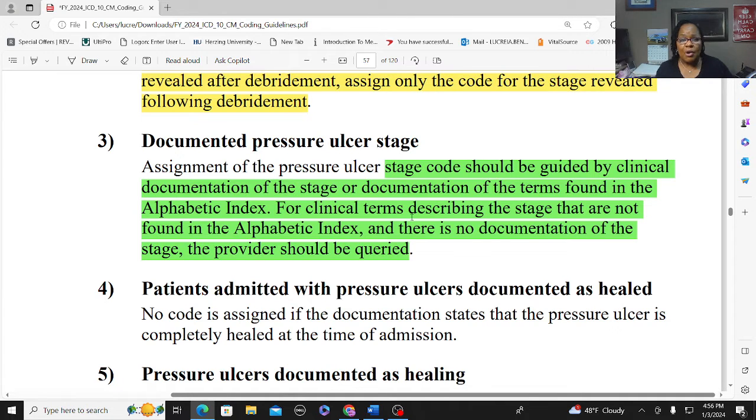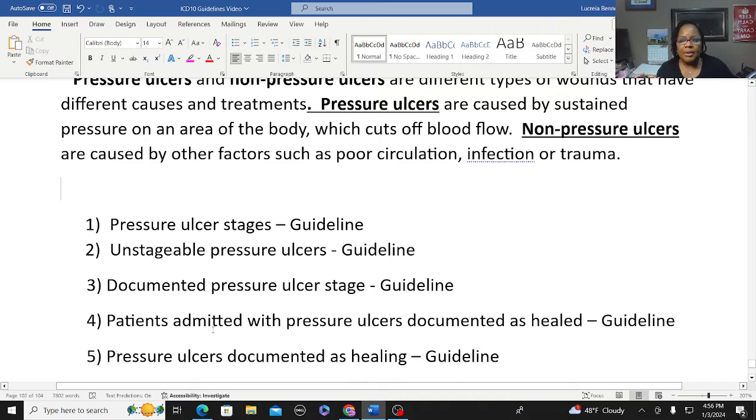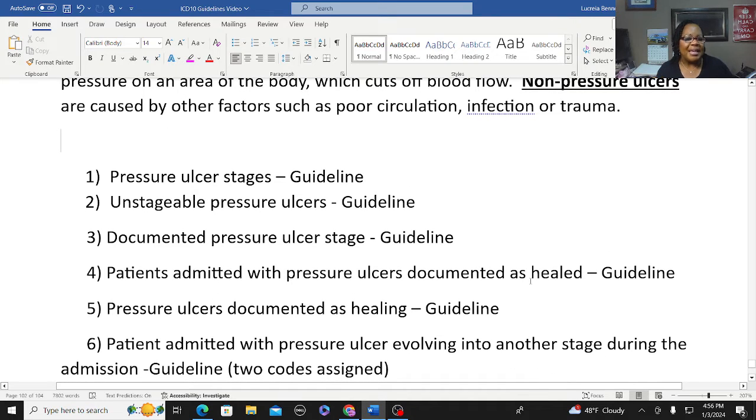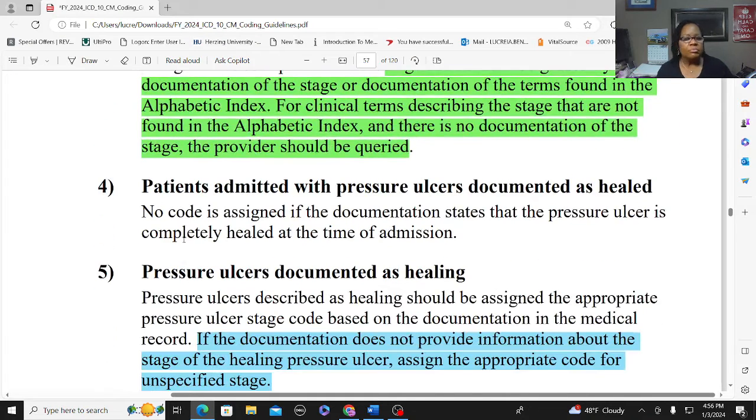For clinical terms describing the stage that are not found in the alphabetic index, and there is no documentation of the stage, then the provider should be queried, straight from the guidelines. All right. 4, patient admitted with pressure ulcer documented as healed, past tense, healed. Look at 4. No code is assigned if the documentation states that the pressure ulcer is completely healed at the time of the admission. Services won't be rendered, resources won't be used on this ulcer because it no longer exists. It's healed. Therefore, no code is assigned.